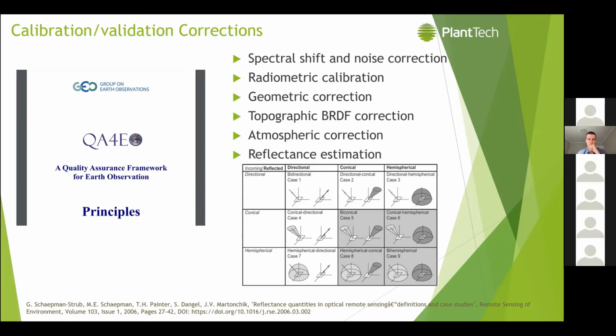We introduced several protocols. One of them is spectral shift and noise correction on the raw data, followed by radiometric calibration, geometric correction, topographic BRDF correction, atmospheric correction, and finally reflectance estimation. In our case, speaking strictly in scientific language, we are trying to produce the hemispherical diffuse reflectance factor as the final output.